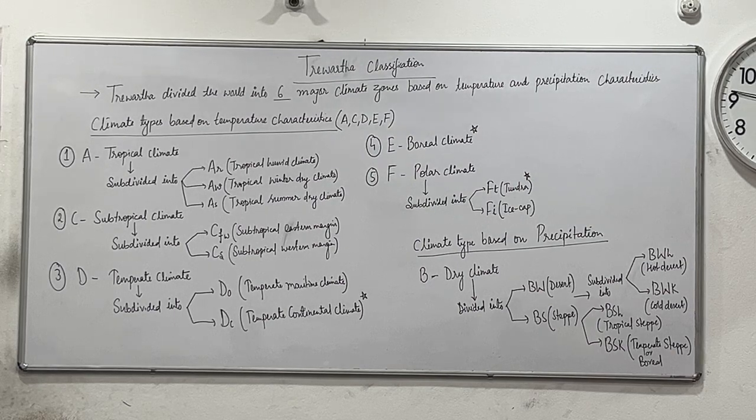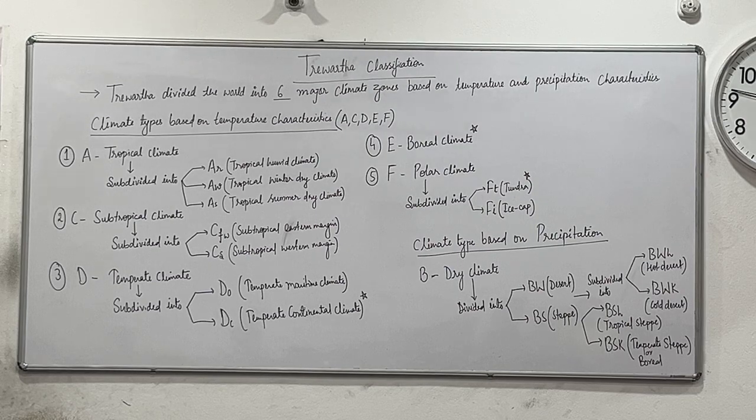But Trewartha is dividing the whole world into six climatic zones on the basis of temperature and precipitation. Koppen has divided the whole world into five climatic zones, again on the basis of temperature and precipitation. That was a direct product of the de Candolle map, the natural vegetation map that was converted into the climatic map. So this is the difference you can see between Koppen classification and Trewartha classification. More or less, it is a modified form of Koppen's classification.